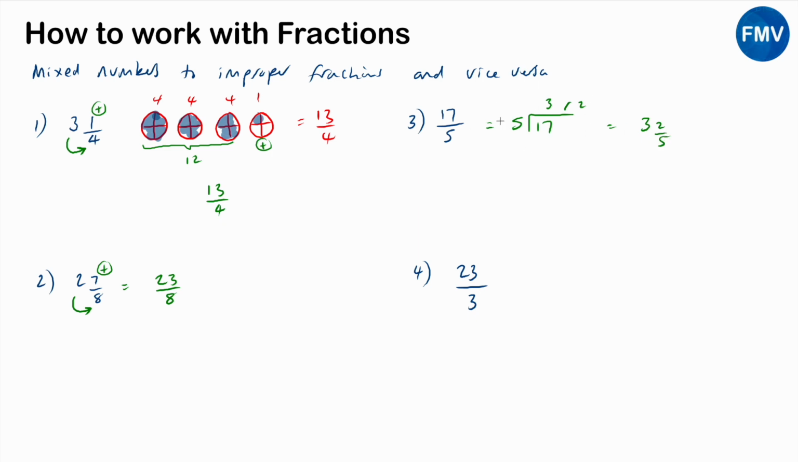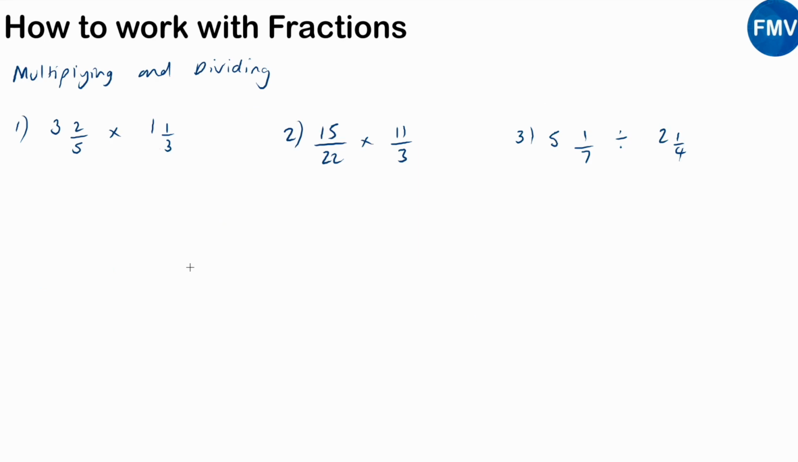But I personally wouldn't do it that way. All I would do is I would do it here. You can do most of this in your head. How many 5s in 17? Well, 5 times 3 is 15, and the difference between 17 and 15 is 2, and we just show that over the 5. So looking at question 4, doing it without actually writing out, how many 3s are in 23? 3 times 7 is 21. I know 3 goes in there 7 times, and the difference between 23 and 21 is 2, so the remainder is 2, and you put that over 3. And that's dealing with mixed numbers and improper fractions.